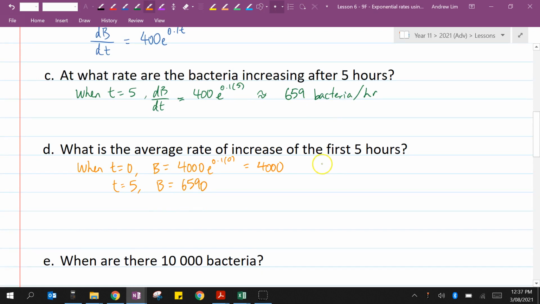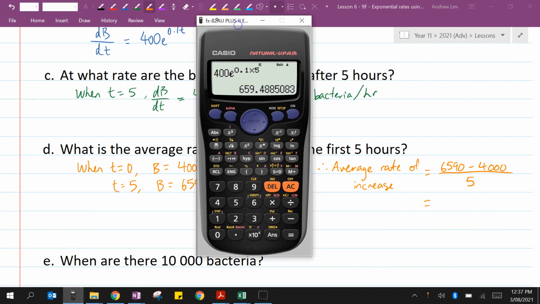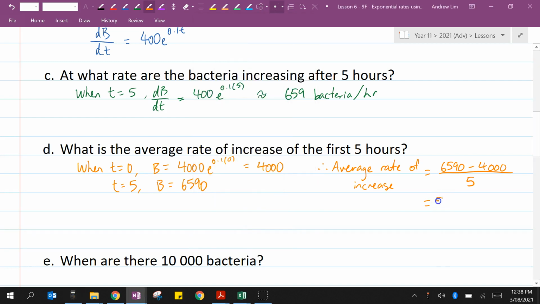So now we can work out the average rate of increase. Well, from 6,590 minus 4,000 divided by the 5 hours it took. 6,590 minus 4,000 to begin with, over 5, is 518 bacteria per hour.